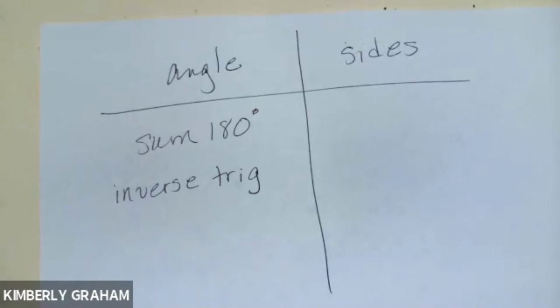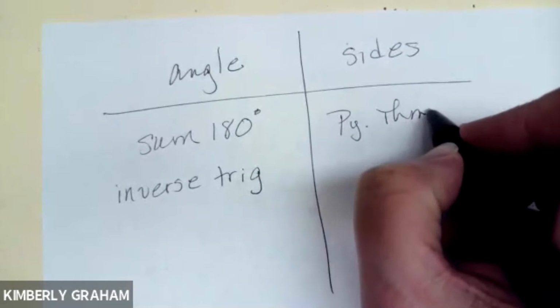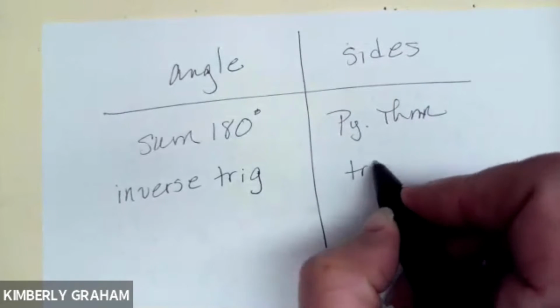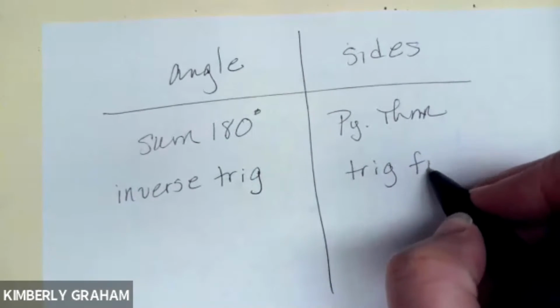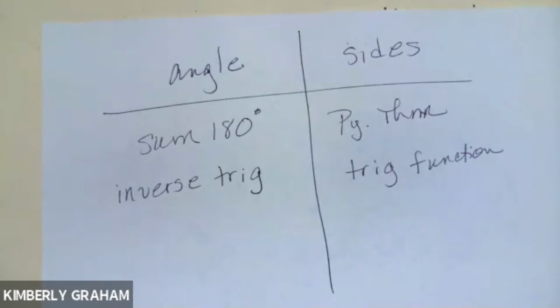What do we know about finding sides of a right triangle? Well, the Pythagorean theorem. And we know just a basic trig function will give me that as well, right? Sine, cosine, and tangent are all going to give me the ratio of opposite over hypotenuse, adjacent over hypotenuse, opposite over adjacent. So those are the four things that we're going to be using in order to solve a right triangle.